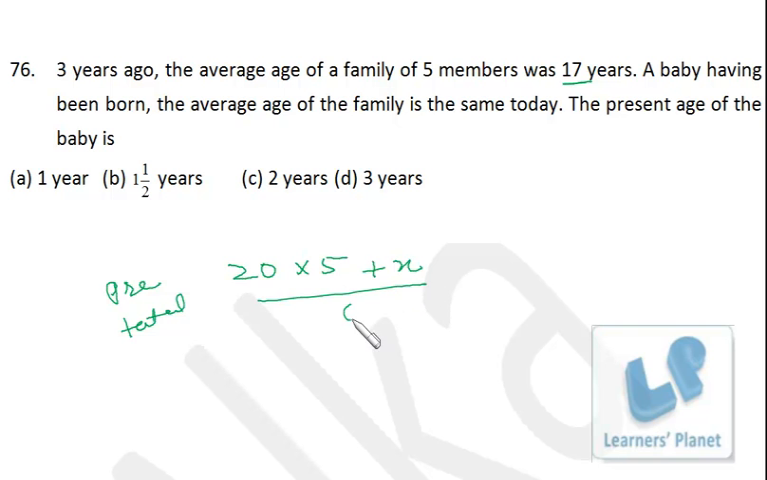So if I divide it by 6, I'll be getting the average of these 6 members, and this is actually same as it was earlier. So that is 17, right? So 100 plus x is equal to 102. That means x is equal to 2. Okay, so the present age of the baby is 2 years. Right? So pretty simple concept.